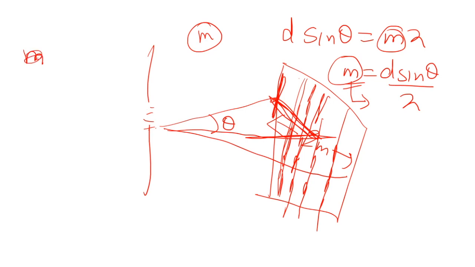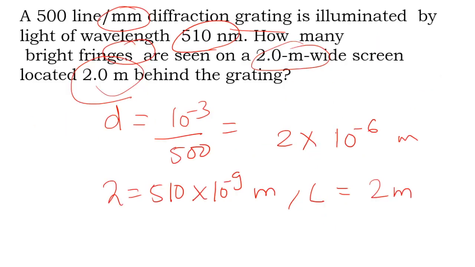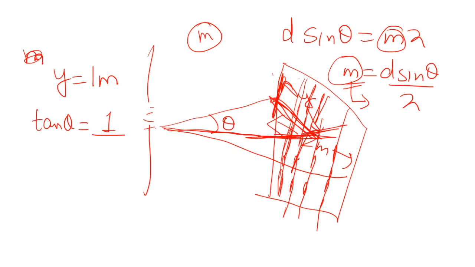Now if this is the center, and this is y, what is this y? The screen is 2 meters wide, so y will be equal to 1 meter. And from here you can write tan theta is equal to this 1 meter divided by this length. This length, the space between slit and our screen, is also 2. So tan theta is equal to 1 by 2.